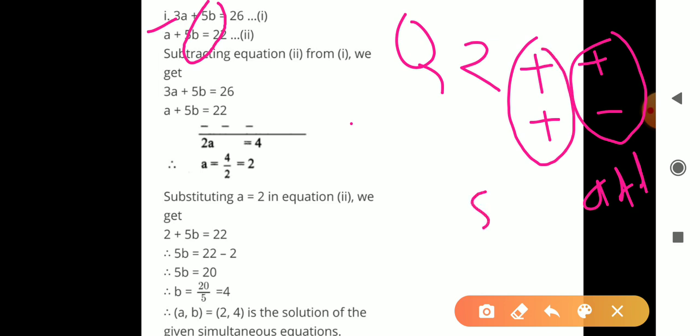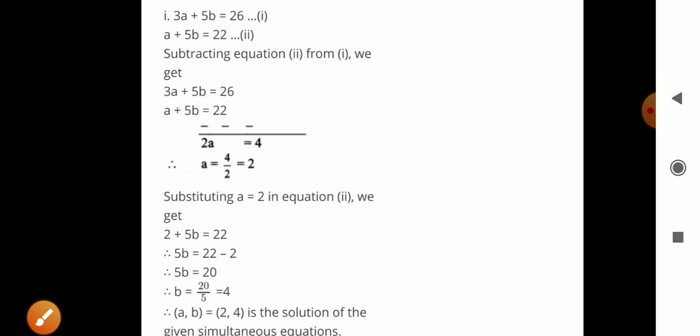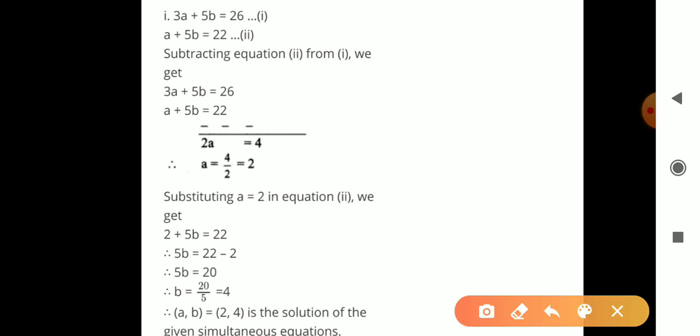Then here we have to make subtraction of these two equations. So we have to subtract two equations, subtracting the second equation from the first. So we write the first equation as it is, 3a plus 5b equal to 26. Then the second equation, that is a plus 5b equal to 26.